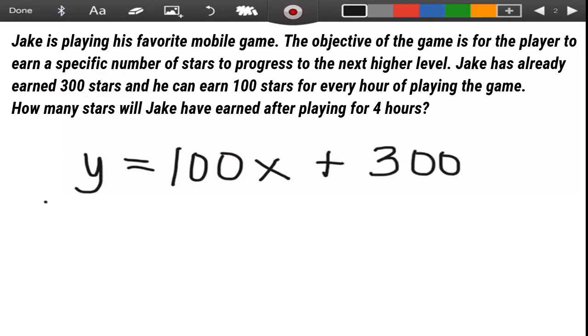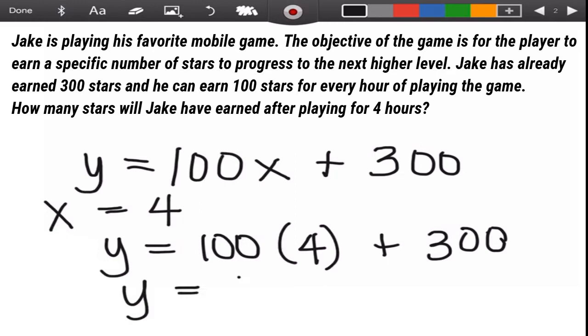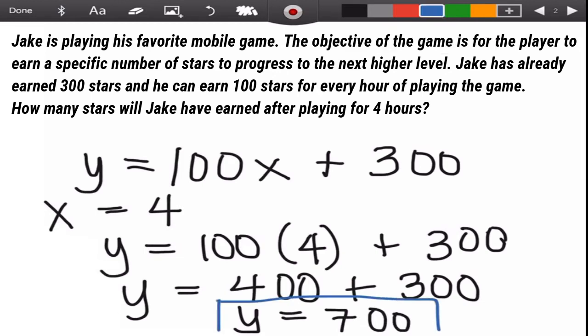And then, we need to substitute the value of x, which is 4 hours. That is in the question. So, we have y equals 100 times 4, which is the value of x, plus 300. So, y equals 100 times 4, that is 400, plus the initial number of stars, which is 300. So, y equals 400 plus 300, that is 700. That is the answer for this problem.